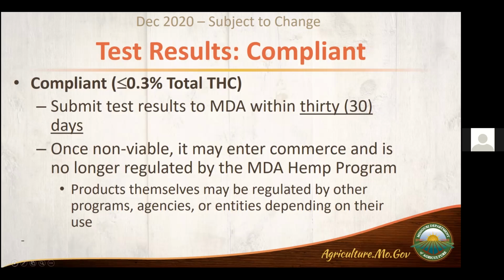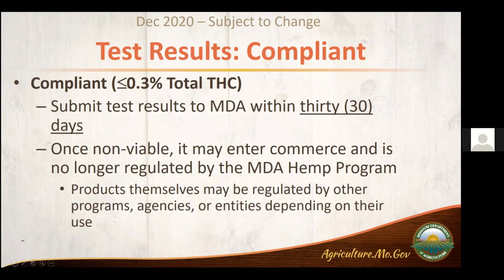So if a test shows the range contains or is below the 0.3% total THC threshold, it is a compliant lot. The producer then has 30 days to submit a copy of their test results to the department, or they can have the lab send them to us directly. However, the producer is ultimately responsible for ensuring the department receives the results within the allotted time frame.